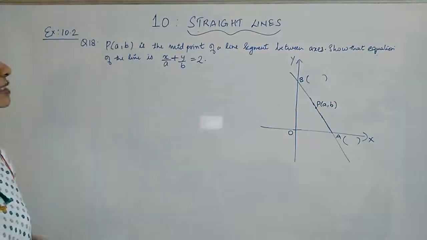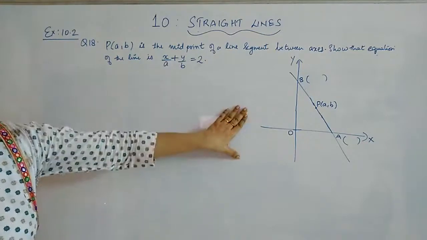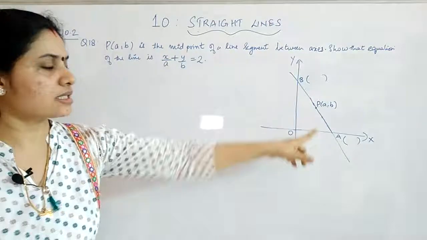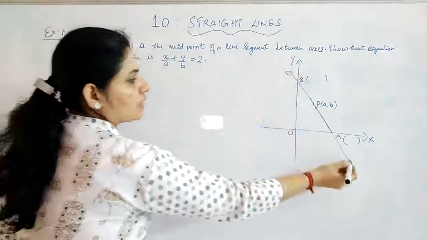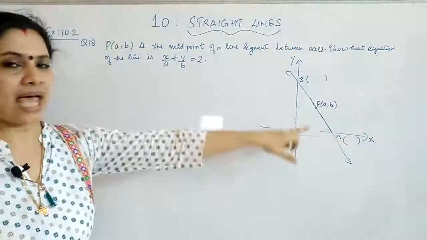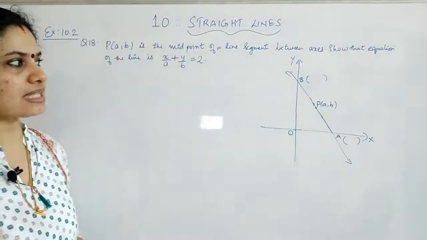Question number 18: P of (a, b) is the midpoint of a line segment between the axes. Show that the equation of the line is x/a + y/b = 2. I've drawn a figure in which I have taken a line AB, the required line, and I've taken A and B as the points where the line intersects the x-axis and y-axis respectively.